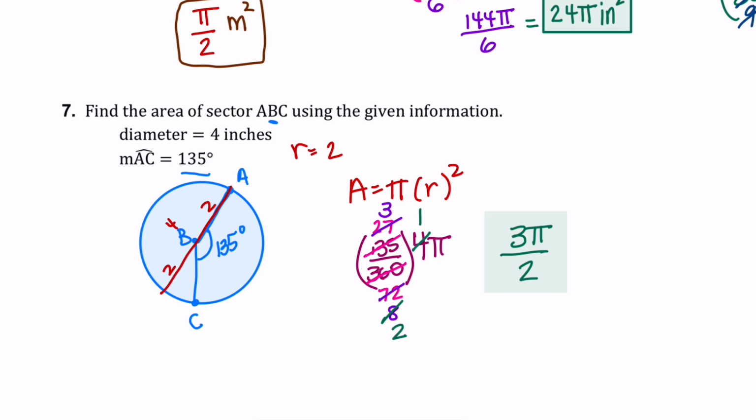Now, I keep forgetting units. We need to remember the units. We have inches is what this diameter is in. So our area of that sector is going to be 3 pi over 2 inches squared.